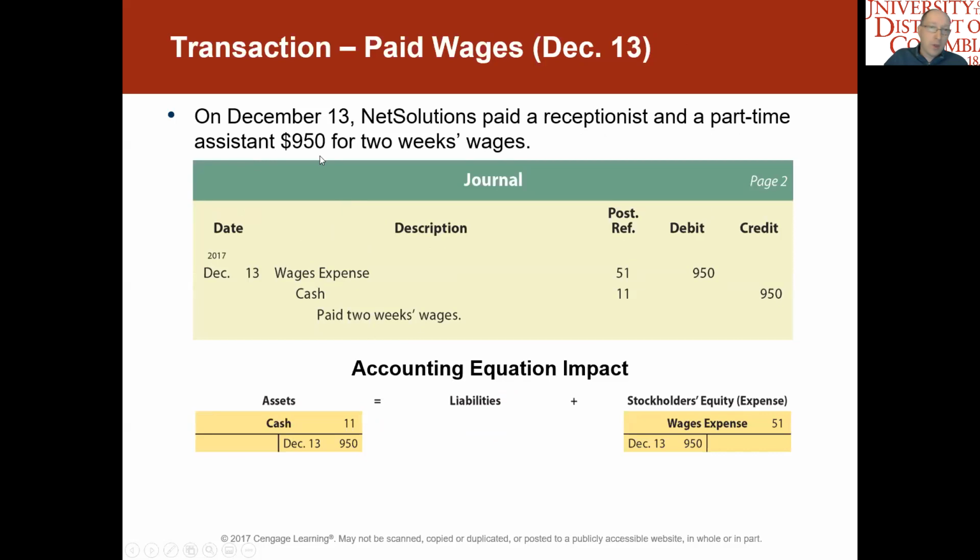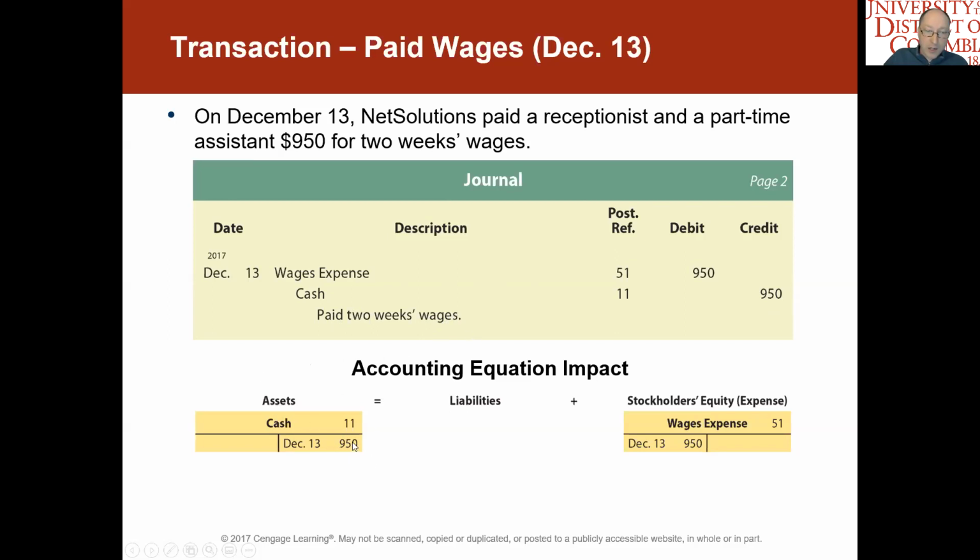Another example, we are paying our employee, our receptionist, and a part-time assistant $950 for 2 weeks of wages. To do that, we are going to debit our wage expense by $950. It looks like we're paying them straight away, so we're going to credit our cash, $950. And this is to pay our employees for 2 weeks worth of wages.